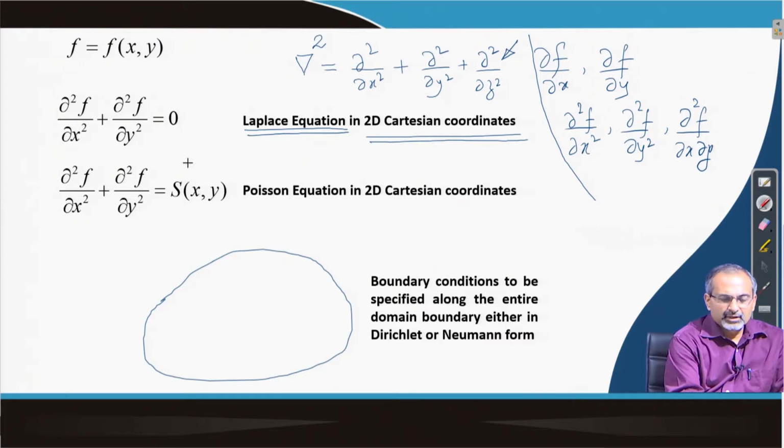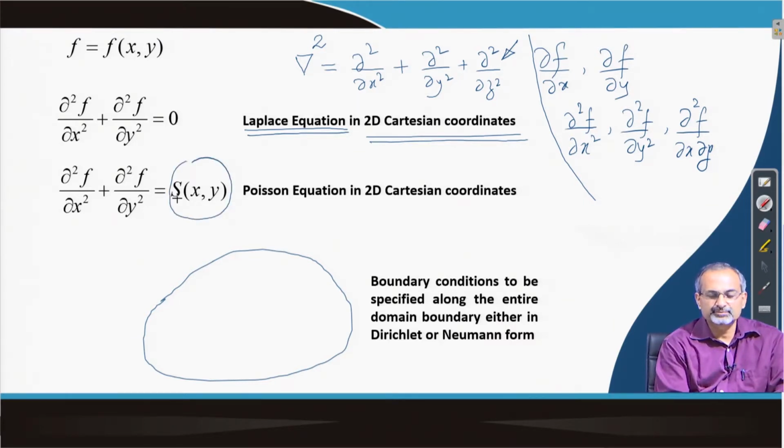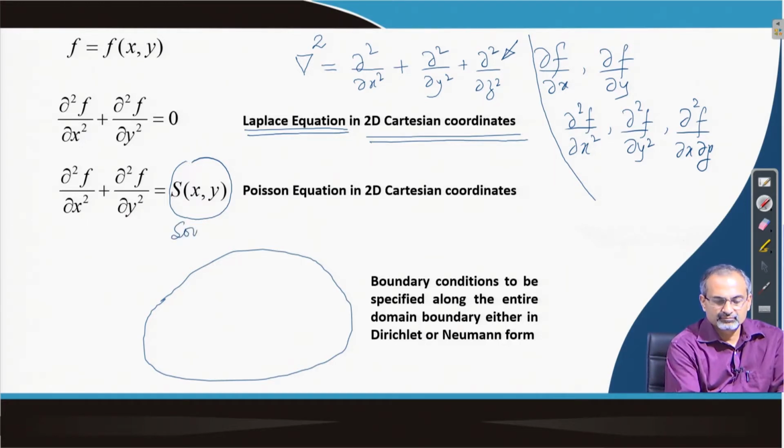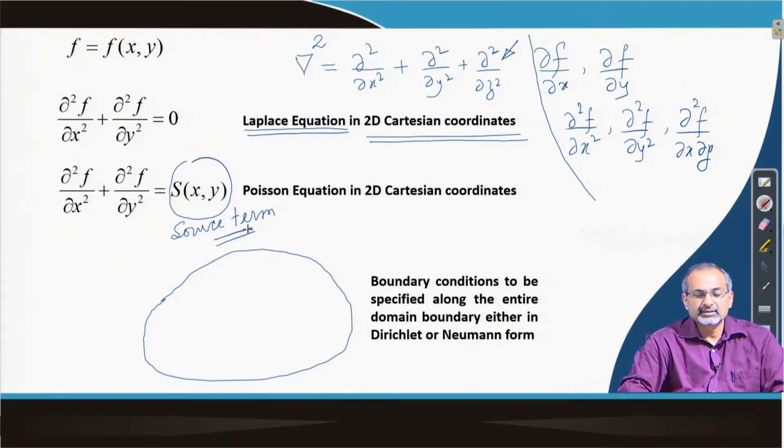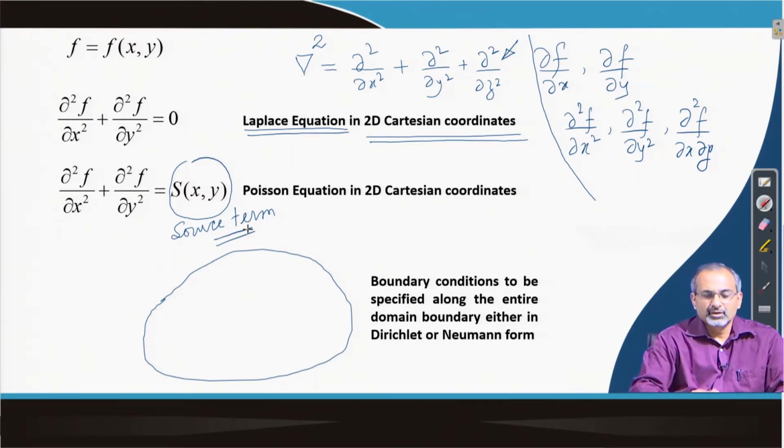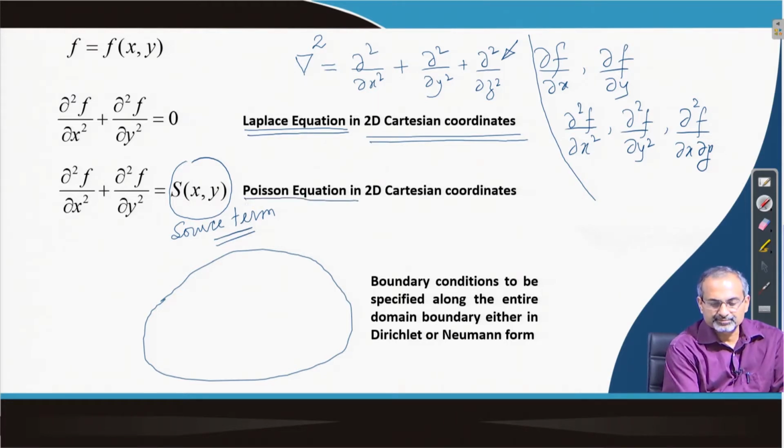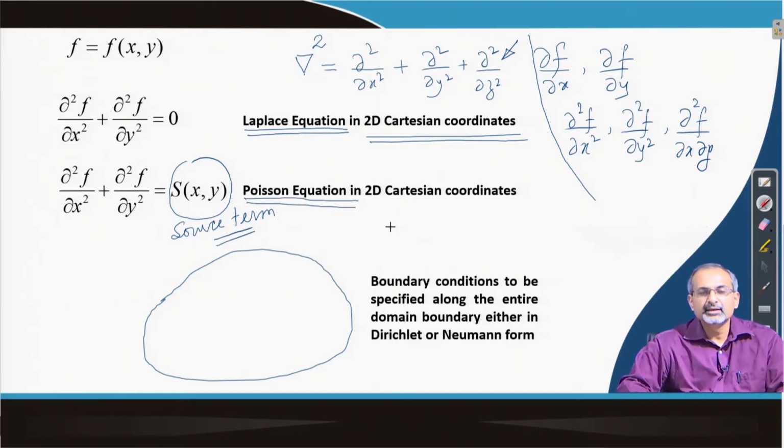If you have a source term figuring on the right hand side of the equation, which we have indicated by the function capital S, which in general can depend on the spatial location, so it is a function of both x and y, then we have the Poisson equation, again represented in 2D Cartesian coordinates.